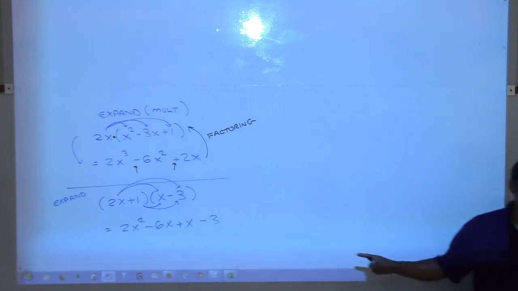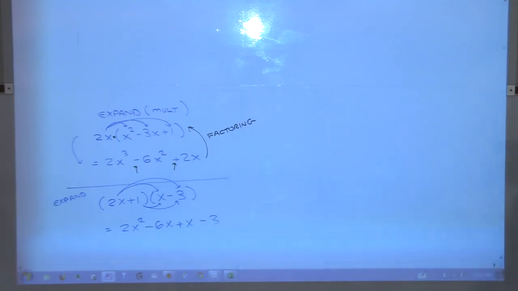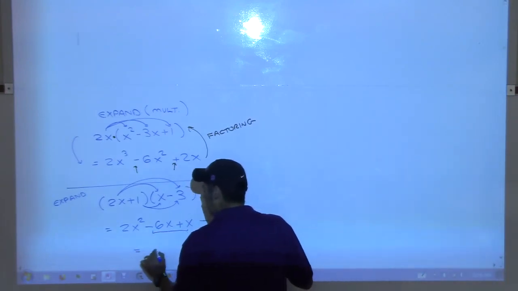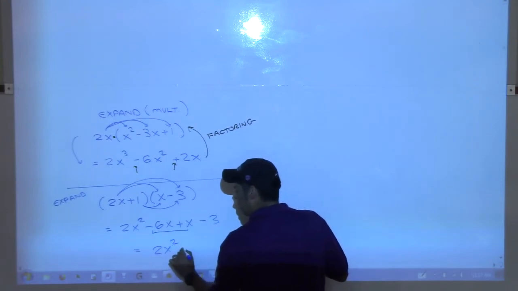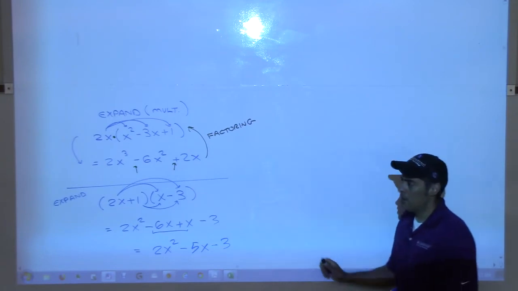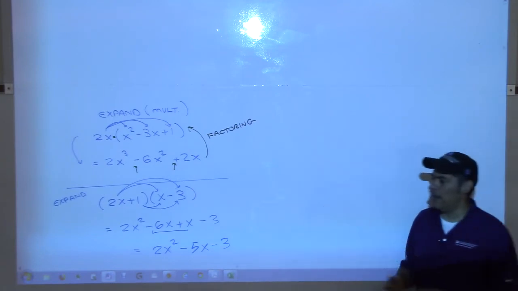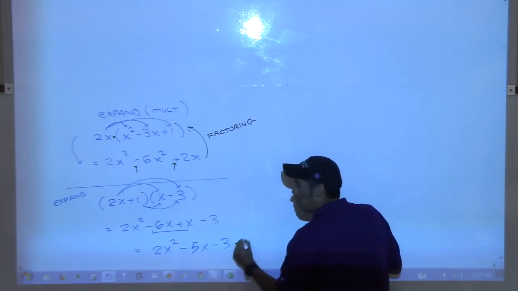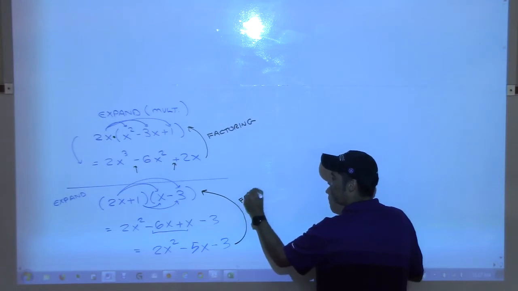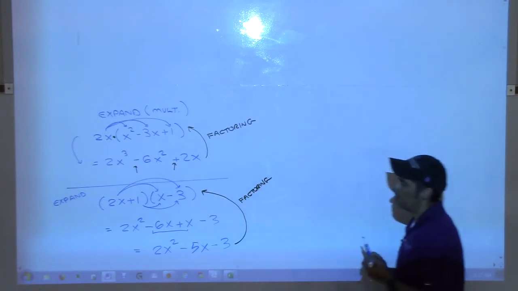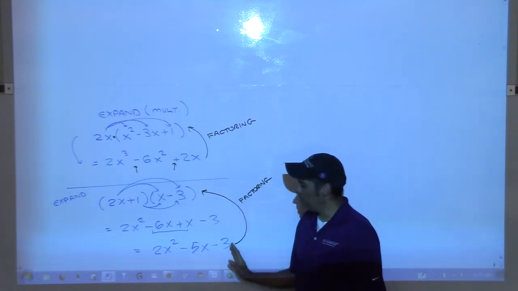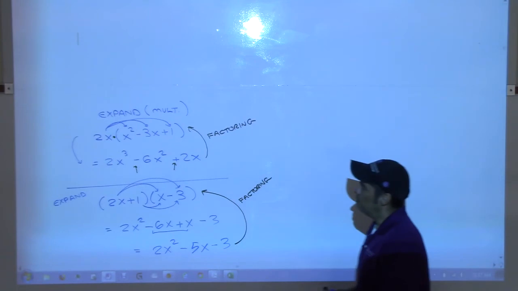But there we wouldn't be done, would we? What would we need to do? Combine like terms. So we would put these two together, and we would get a final answer of 2x squared minus 5x minus 3. So that's how you expand. We want to make sure we know how to go back to this, and that's our factoring piece. That's not as easy to do, the factoring. So we'll work on that. We'll talk about how to do that.